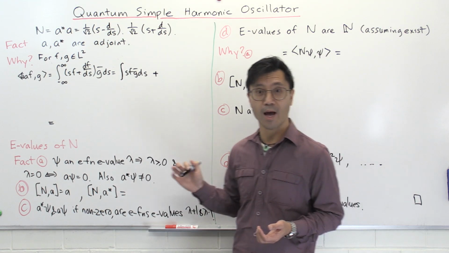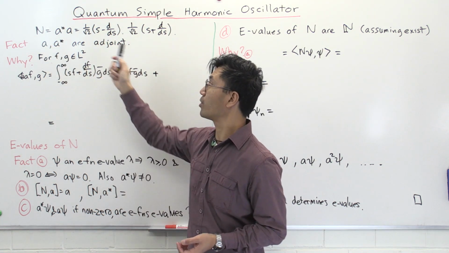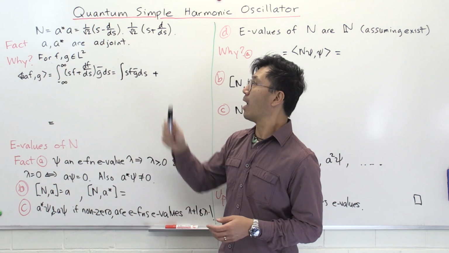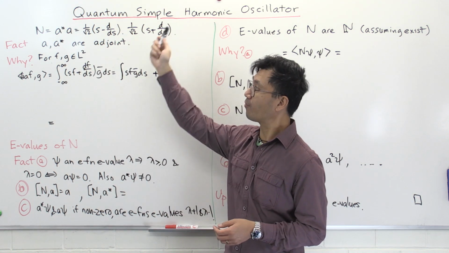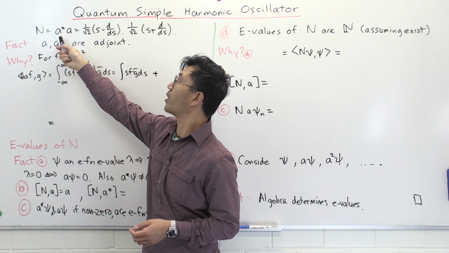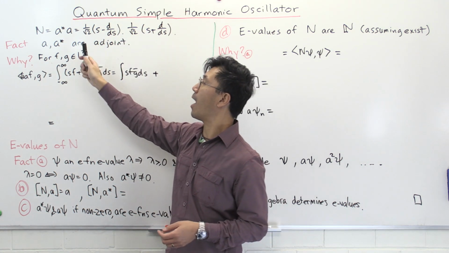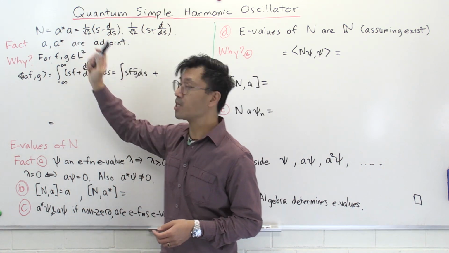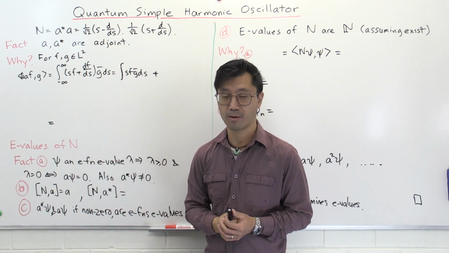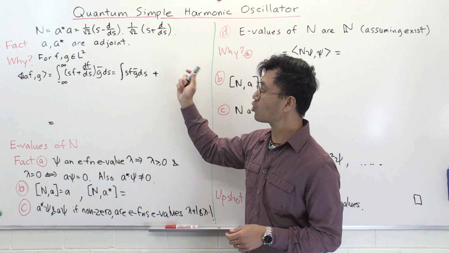Okay, so let's work out the eigenvalues of this operator n here, which we've written in a factorized form, a star times a. So to begin with, the fact that we'll need is the following, which also tells us why we denote this operator a star, which is 1 over root 2 times s minus d ds, with this notation here: it's because a and a star are actually adjoints of each other. Okay, so let's see why that's true.